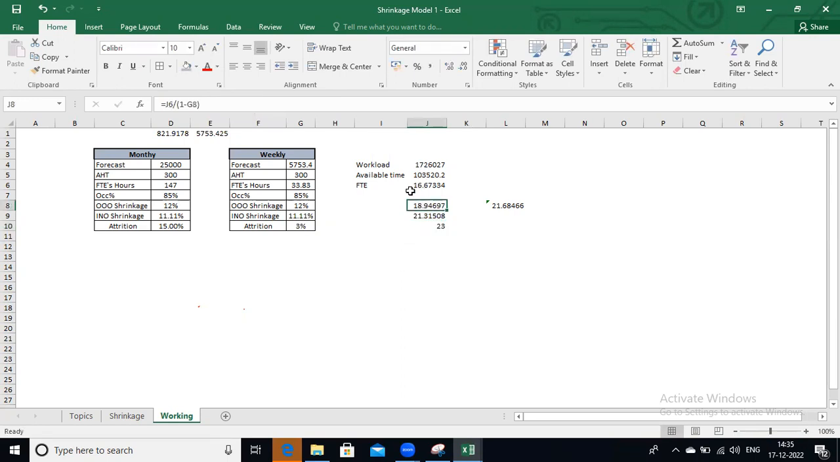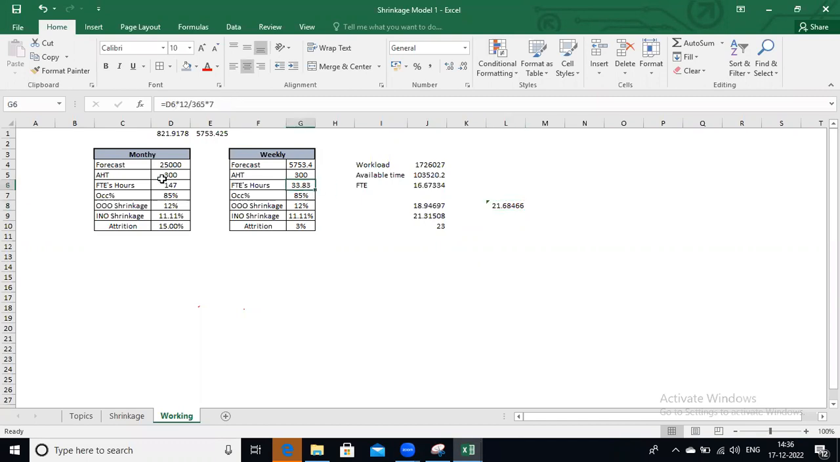Hope you got my point that the shrinkages that I have taken, both are separate. If I take them together, I will get another number that is not accurate. So you will always be asked in interviews why we are taking both the shrinkages separately. And whenever you are taking FTE hours, you will apply your occupancy in hours.